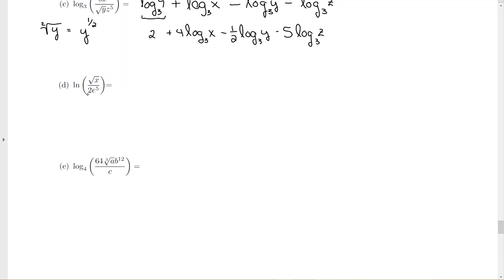So for the next one, I've got 1, 2, 3 logarithms in my expanded version, and I'm going to see 1 positive and 2 negatives. So natural log of x, I don't want that radical on there, so that again is a square root, fractional exponent 1/2, minus natural log of 2 minus natural log of e to the 5th. Power comes down.